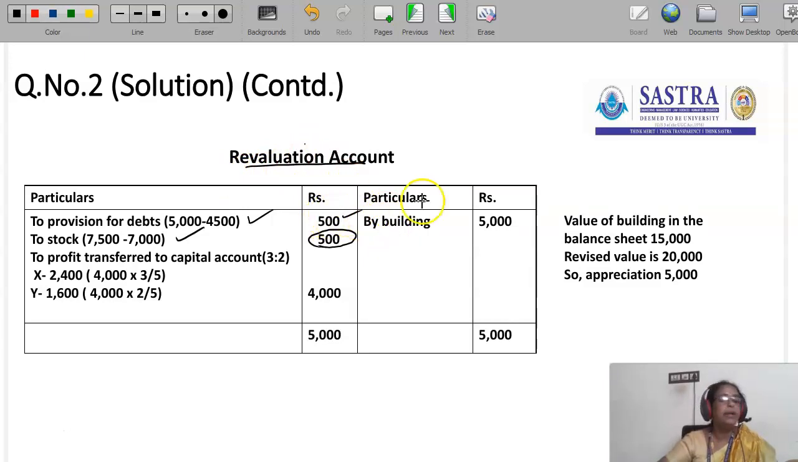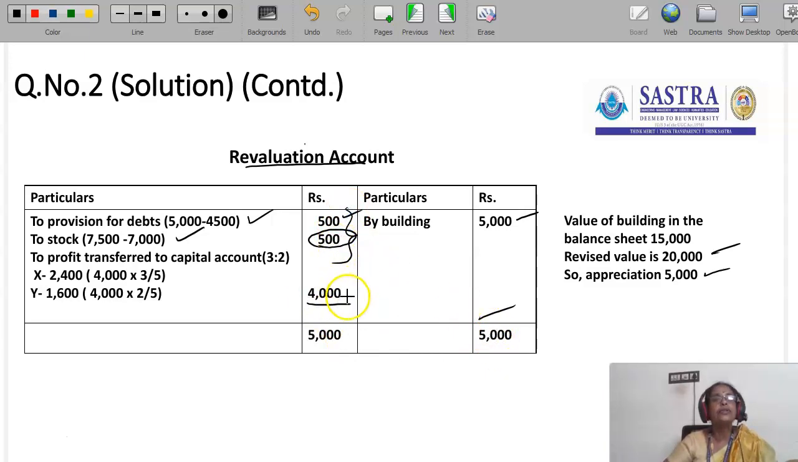Then building, the balance sheet value is 15,000 and the revised value is 20,000, and so it is appreciated to the extent of 5,000. So it comes under the credit side, that is building is 5,000. Then the balance 5,000 is the total amount of the credit side. Here we have only 1,000 rupees. So the balance 5,000 minus 1,000 is 4,000.